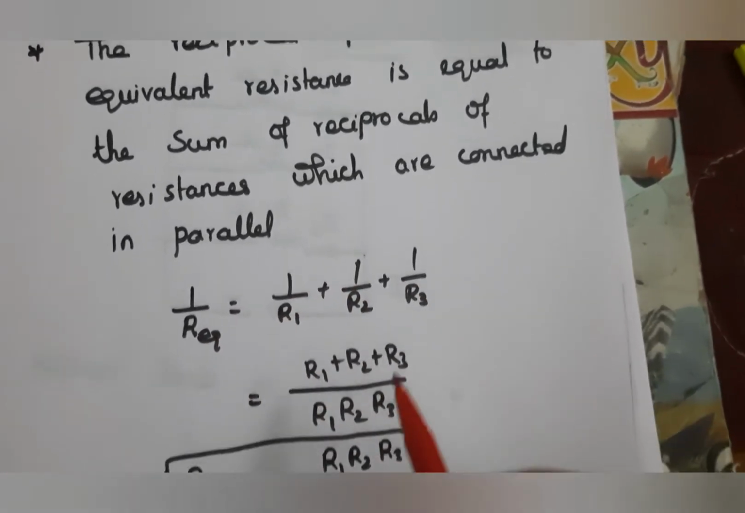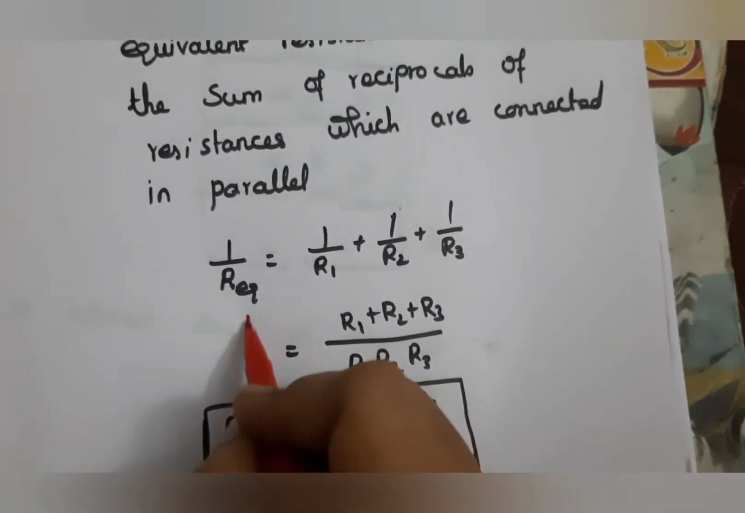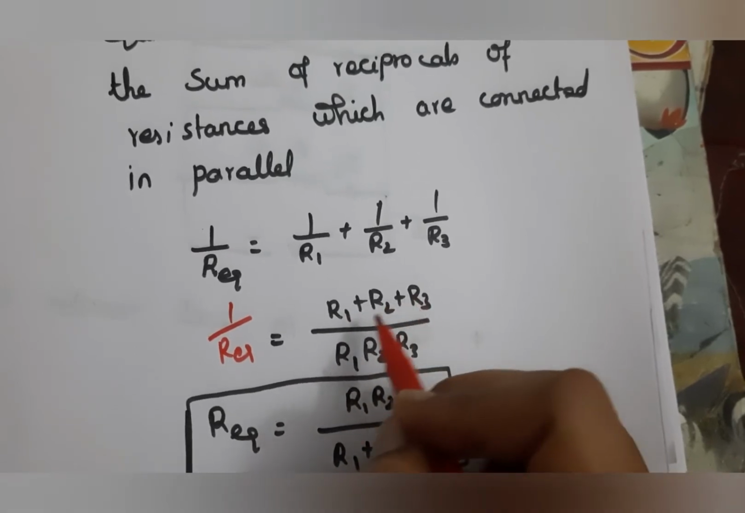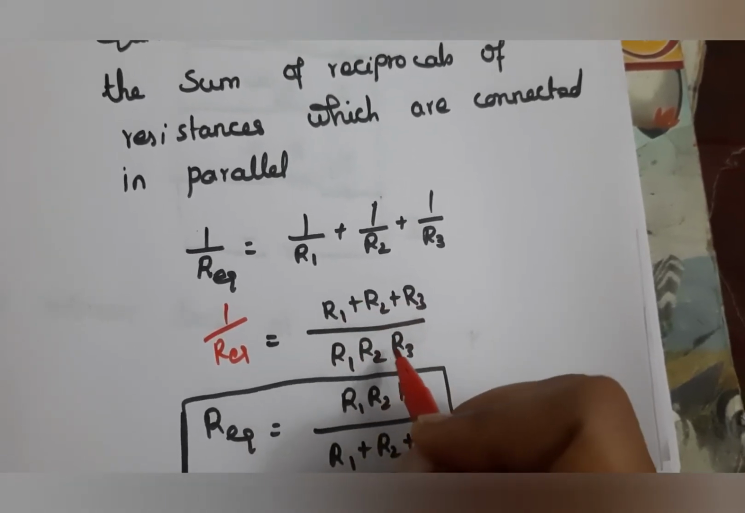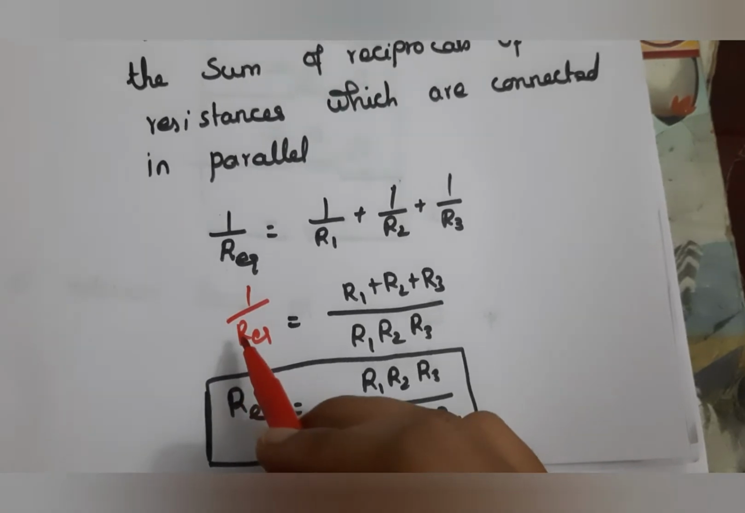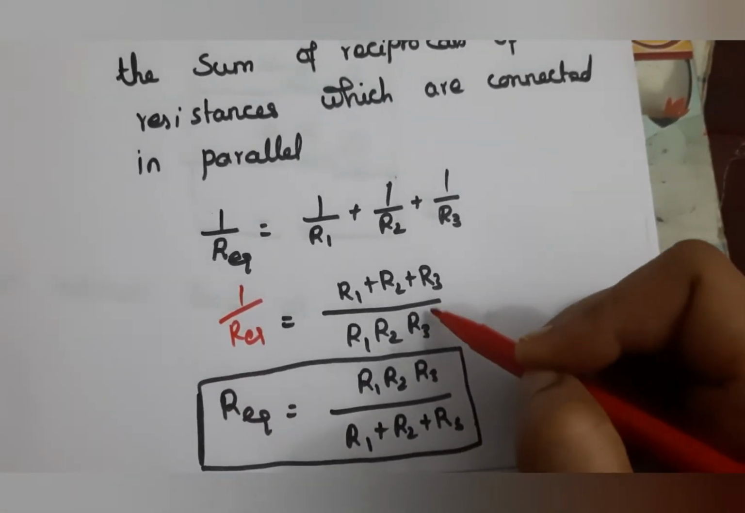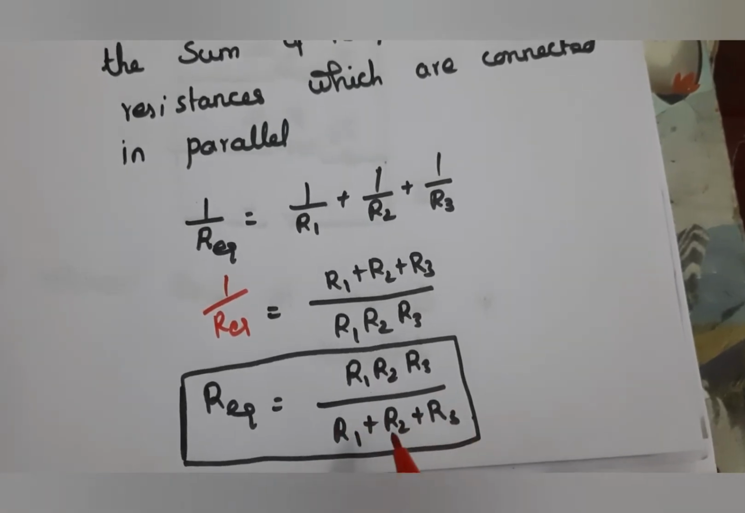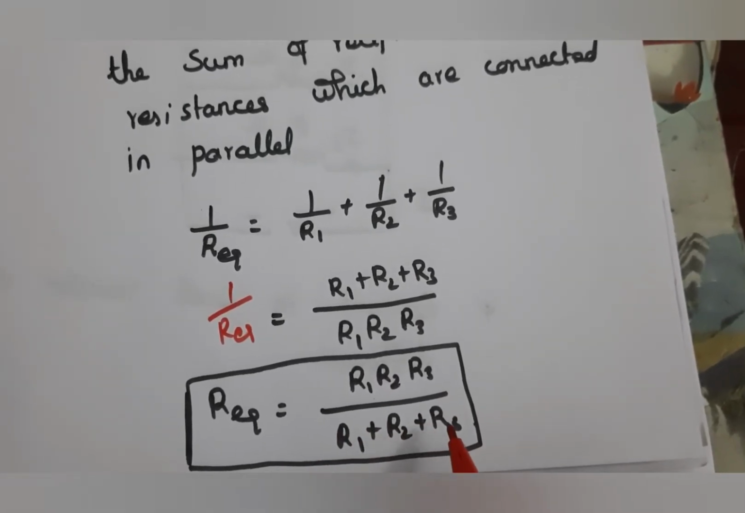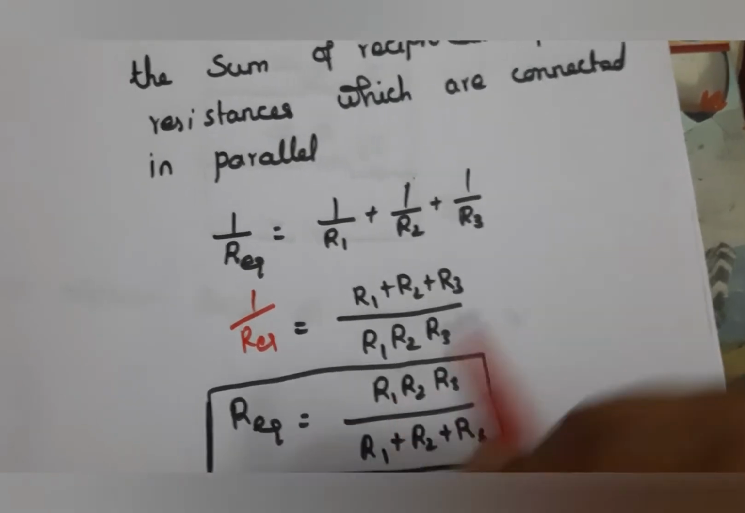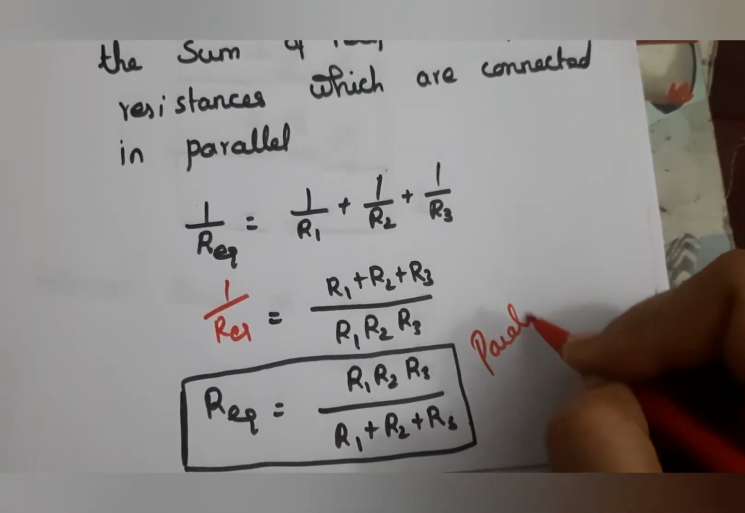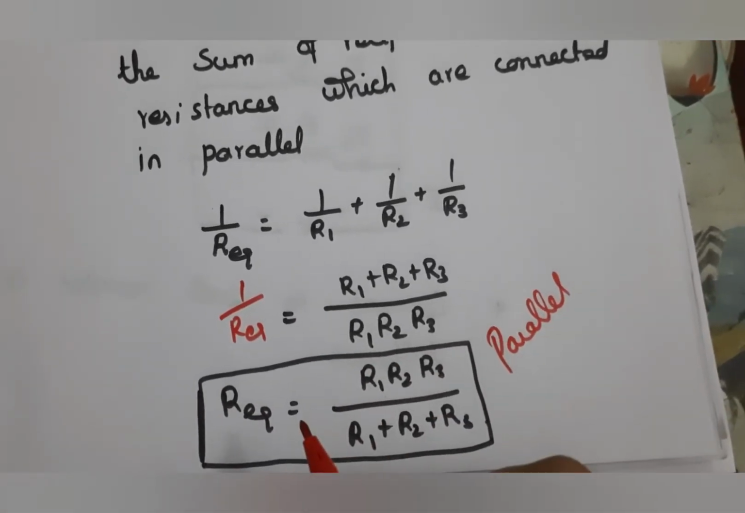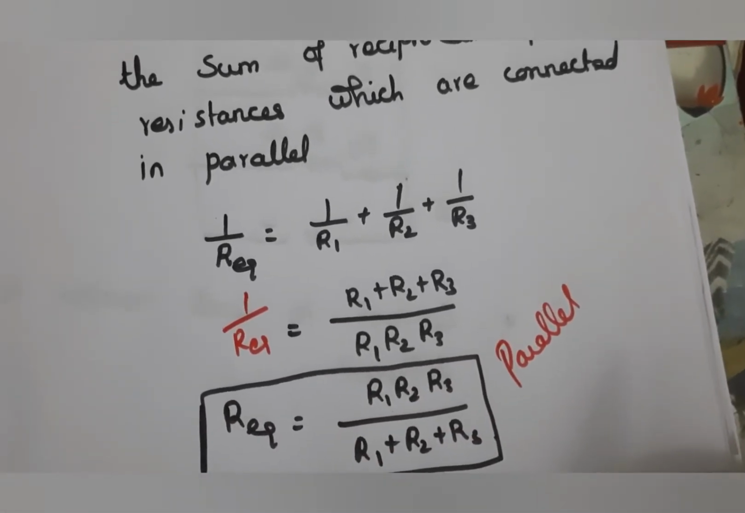by R3, and solving this we will get 1 by R equivalent equal to R1 R2 plus R2 R3 plus R3 R1 divided by R1 R2 R3, and taking the reciprocal, R equivalent is equal to R1 R2 R3 divided by R1 R2 plus R2 R3 plus R3 R1, and this is the equivalent resistance of a parallel connection. In a series connection we just add all the resistance values, and in a parallel connection, this is the value.